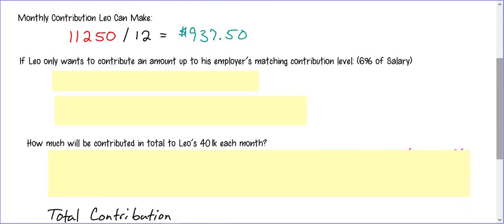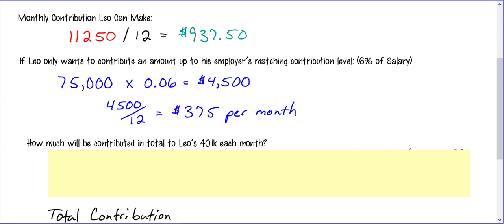Now, if Leo only wants to contribute an amount up to his employer's matching contribution level of 6%, so that means he wants to put in the max amount that his employer could put in. So that would be $75,000 times 6%, divided by 12, and that would be $375 per month that Leo would contribute. Now, if he contributed that 6%, how much would be contributed in all?